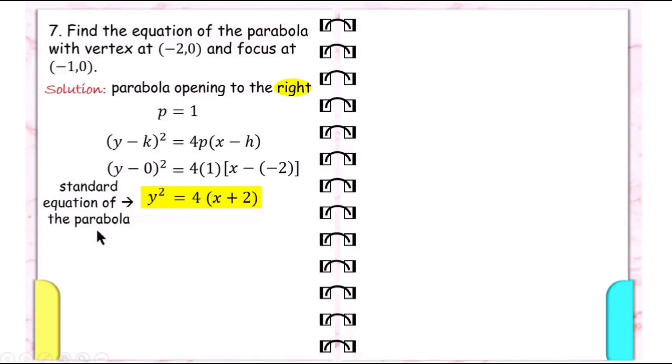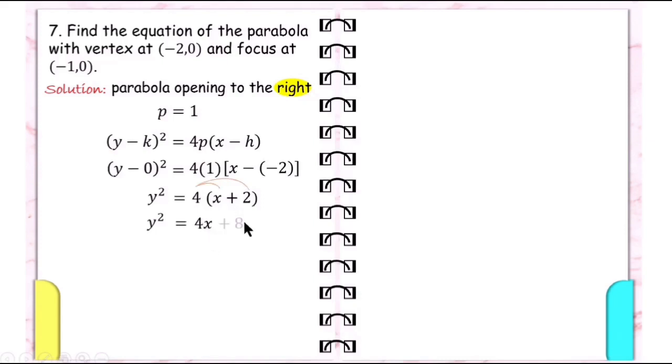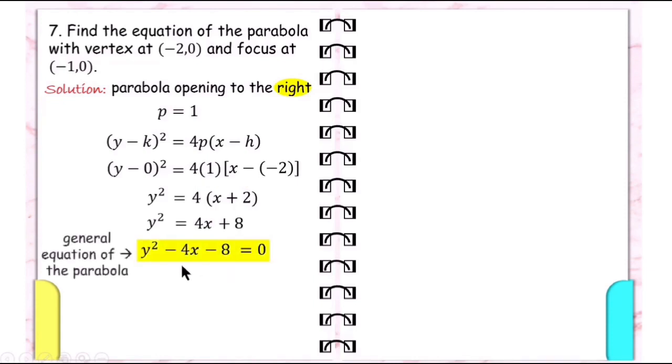Now, if we want to express this standard form of the parabola into its general form, we just have to distribute 4 to x plus 2. So we have y squared equals 4 times x is 4x and 4 times 2 is 8. Arrange the terms following that of a general equation, so this will become y squared minus 4x minus 8 equals 0. And this is now the general equation of the parabola, while this is the standard equation of the parabola.